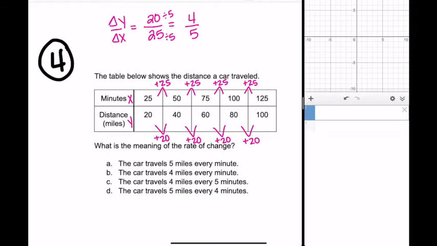Well, remember, we want to know the meaning of the rate of change. So what did y represent? 4 what? Miles. And 5 what? 5 minutes. So this reads 4 miles per 5 minutes. So the car travels 4 miles every 5 minutes.